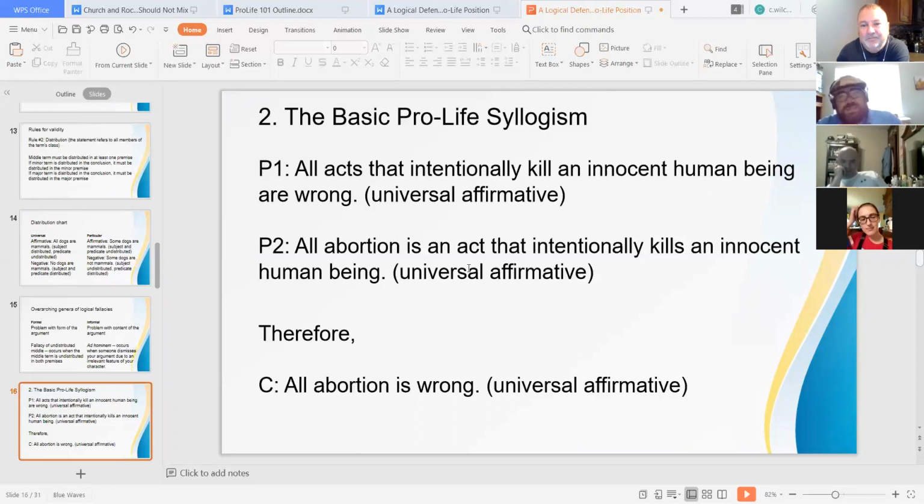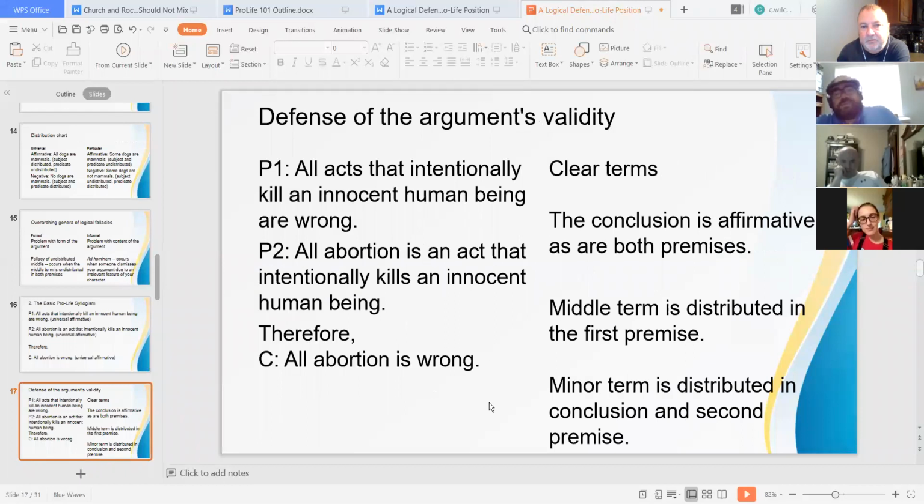So as we can see, this argument is made up of three universal affirmative statements: the first premise, second premise, and the conclusion. So the first step in arguing that the argument is a good one is we have to defend the argument's validity. Because once again, if the argument is invalid, you can just reject it right off the bat. So we need to make sure we know that the argument is valid.